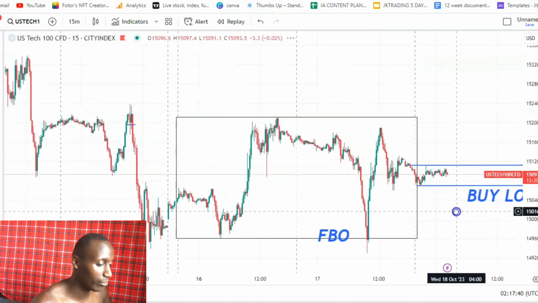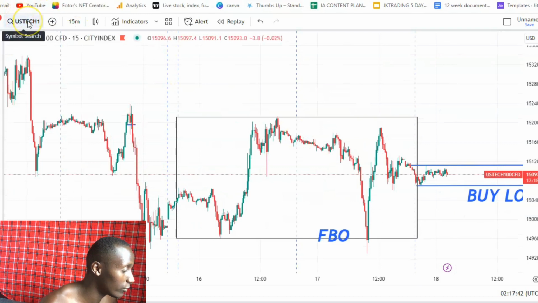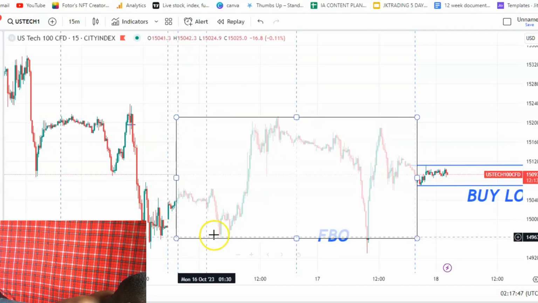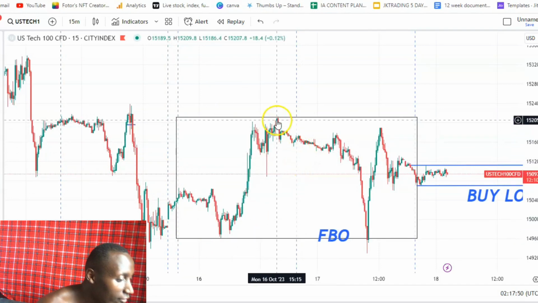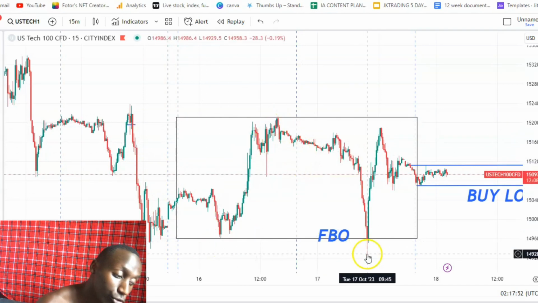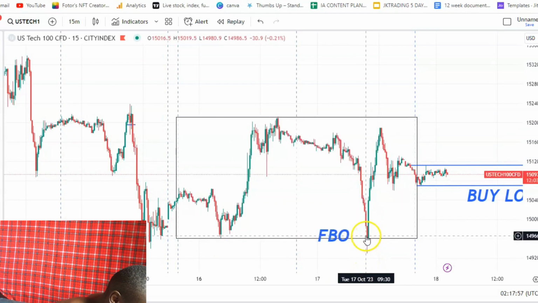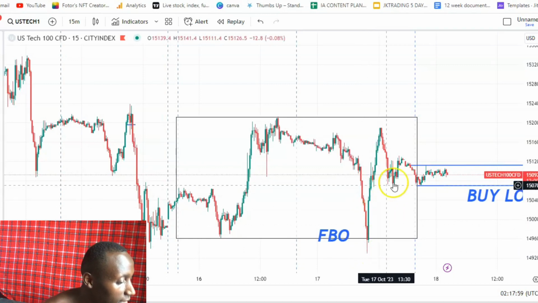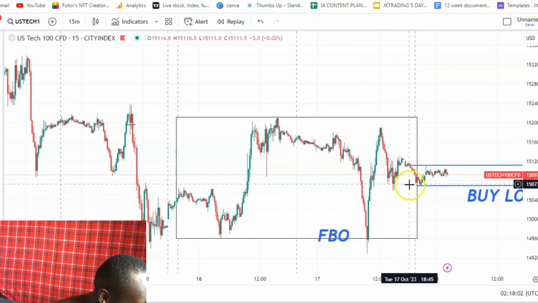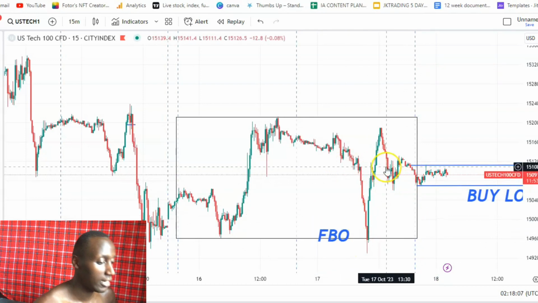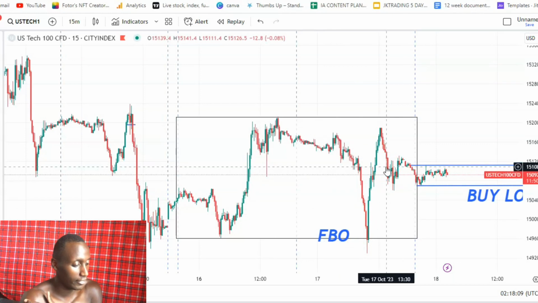Yes, this is an example of, this is now US Tech or Nasdaq. Now, you see Monday gives us this box. So we have our high, we have our low. Then on Tuesday, price breaks out. This small breakout here. Price breaks out and then closes back inside of the box. So now we have our failed breakout. Now, this is not the first red day or the first green day, but it is still a valid setup.